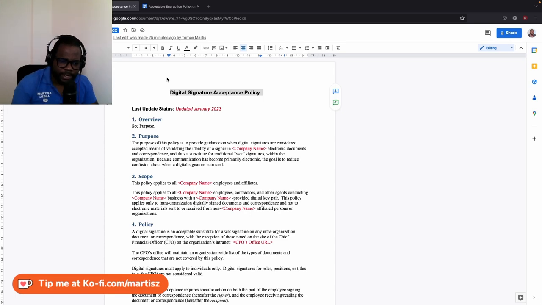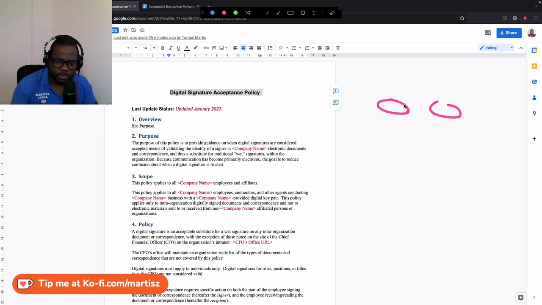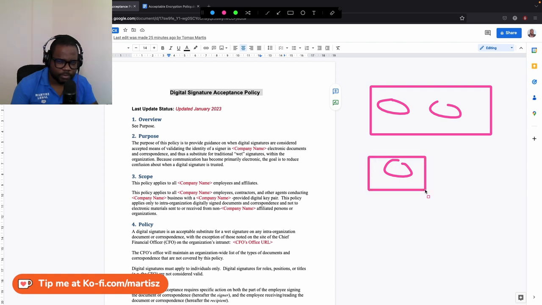Okay, next we have the digital signature acceptance policy. Most of the time when you have a company with a lot of board members, sometimes you need two board members to approve a decision. Sometimes you just need one to approve a decision. That's technically how you see it.